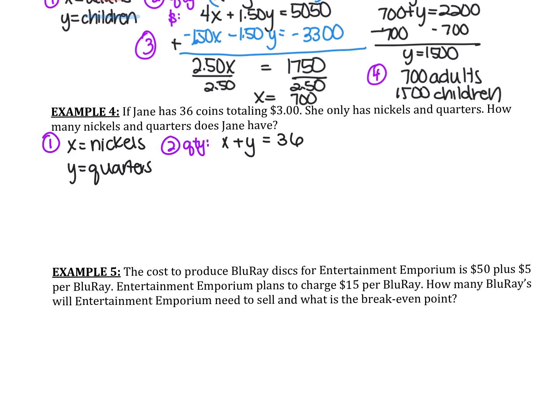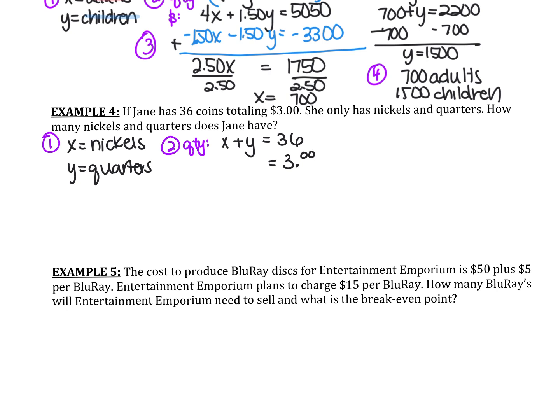Now it says it totals $3. So the first thing you should ask yourself is, am I going to use this in terms of dollars, or am I going to use this in terms of cents? Because there are actually two different equations we could write, and both are correct. So let's say we use dollars. Let's say I let this equal $3, like it says.